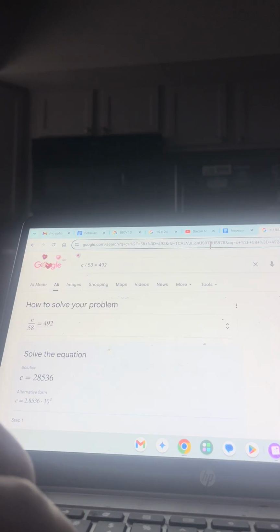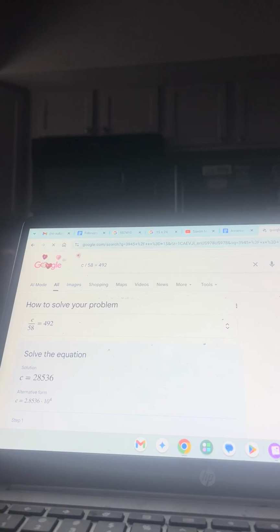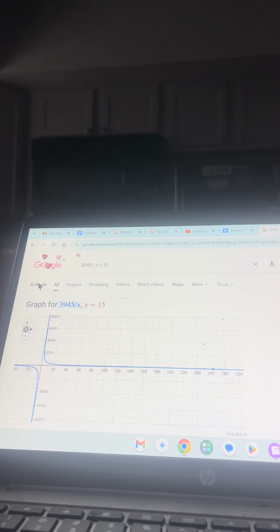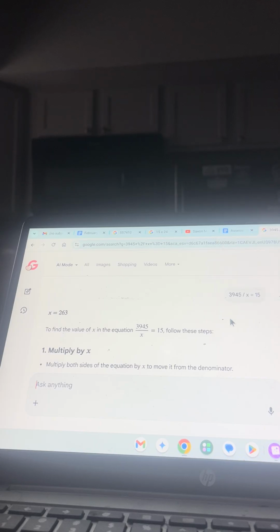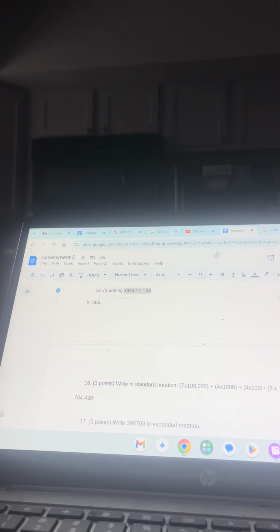This one. Let's check and see if you got it right. X equals 263. What did you get? Yeah, good. That one's correct. So you got full points for that one. That one's 3 points.